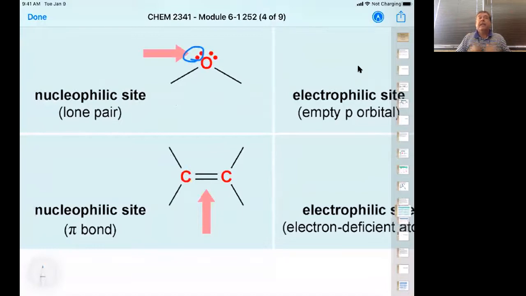Okay. It has the electrons to go and react with. So this is the kind of thing where we have those addition reactions. They're addition reactions because that pi bond is a nucleophilic site.